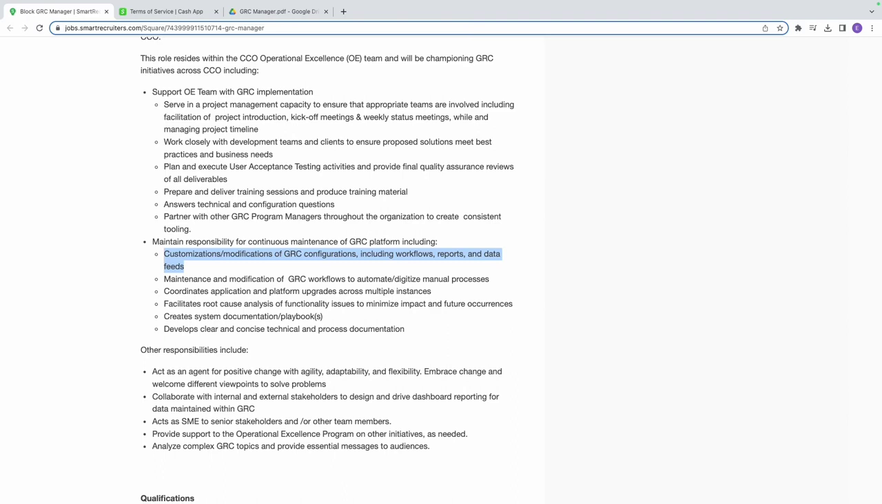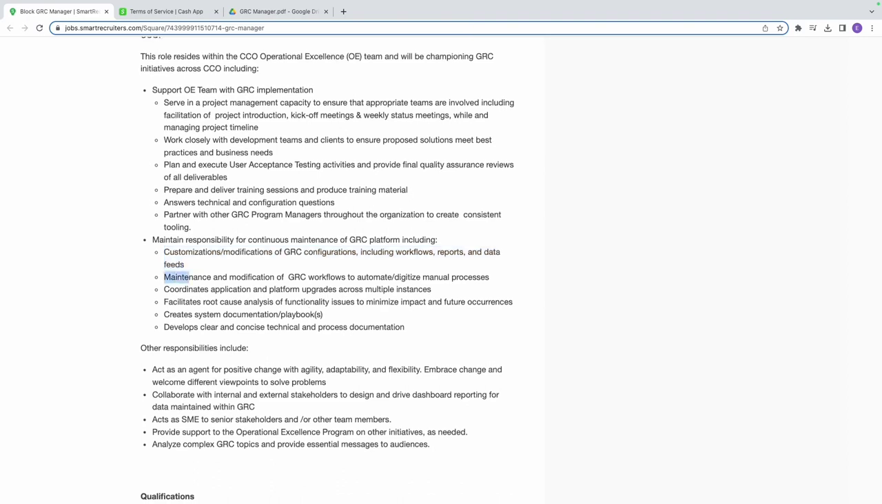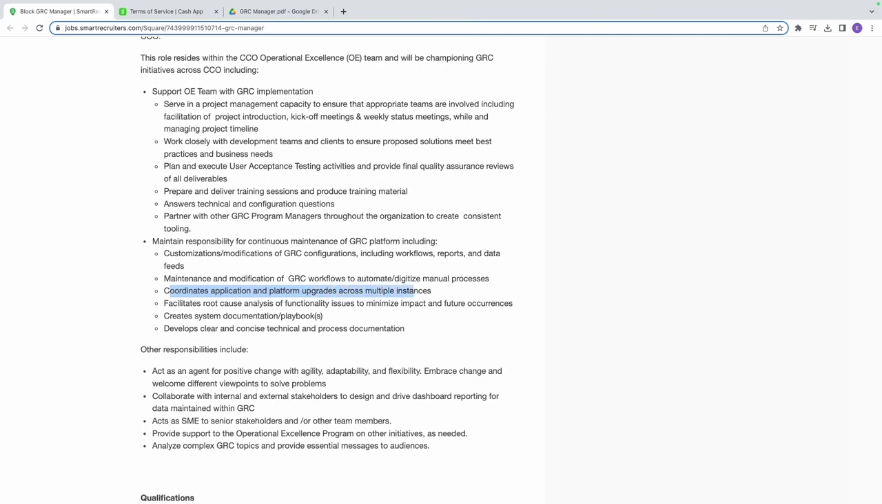You might also need to create very clear and concise technical and process documentation to support understanding compliance. Alright, as you can read this: maintenance and modification of GRC workflow, coordinate application and platform upgrades across multiple instances. What does that mean? Coordinate application and platform upgrade means when there's a need to upgrade, you need to coordinate that, across multiple instances.